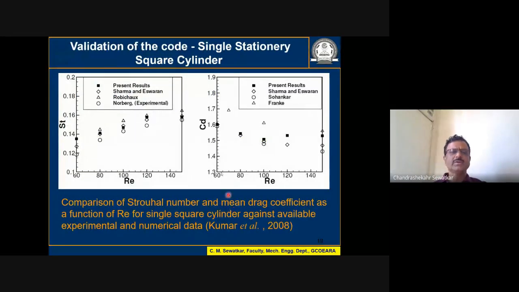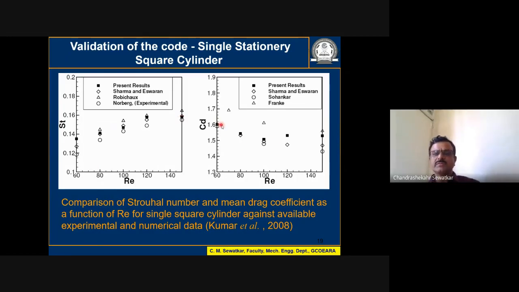So let us come to the first part. We used our code for validation purposes. We varied the Reynolds number and tried to obtain the Strouhal number for the single square cylinder case. You can see the present results are shown by dark square symbols, and other results by Sharma, Eswaran, Ravichok, and Norberg, which are available in the literature, are plotted here. You can see there is a fairly good match of the variation of Strouhal number with Reynolds number. With increase in the Reynolds number, the Strouhal number is increasing.